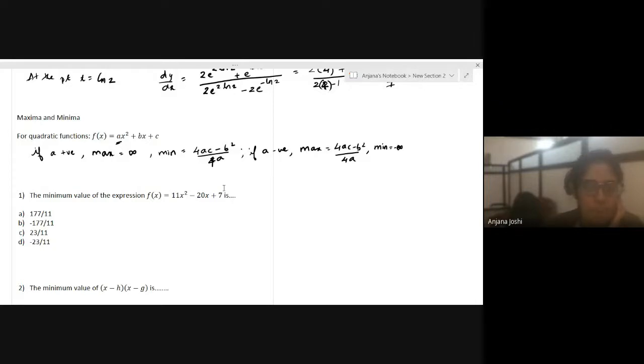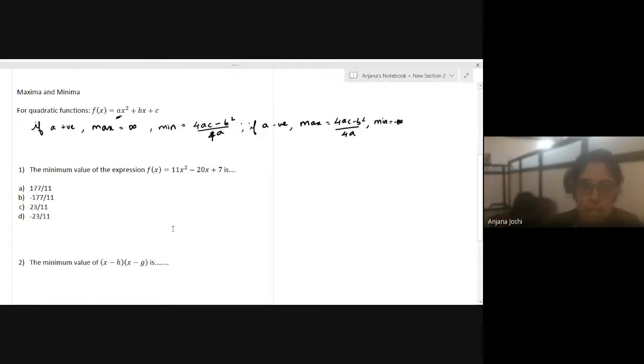If it is a quadratic equation, that is of the form f of x is equal to ax square plus bx plus c, concentrate on the value of a. If a, the coefficient of x square, is positive, then the maximum value will be infinity, and the minimum will be given by 4ac minus b square divided by 4a. Similarly, if a is negative, then the maximum value will be given by 4ac minus b square by 4a, and the minimum value will be minus infinity. That is, if a is positive, the minimum is obtained by the formula 4ac minus b square by 4a, and if a is negative, the maximum is obtained by the same formula.